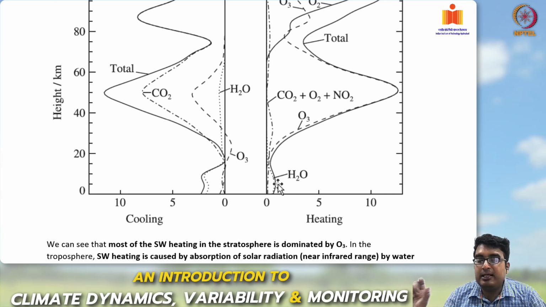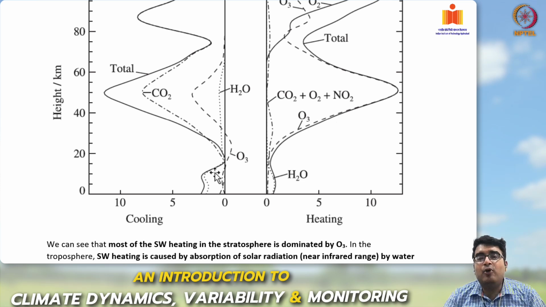Remember, water vapor is absorbing the near infrared region of the solar spectrum. Ozone is absorbing the ultraviolet region of the solar spectrum, and these are the dominant absorbers in the troposphere and the stratosphere respectively. CO2 has some contribution because it also absorbs some of the IR radiation coming from the sun, but it's lesser than these two dominant absorbers.